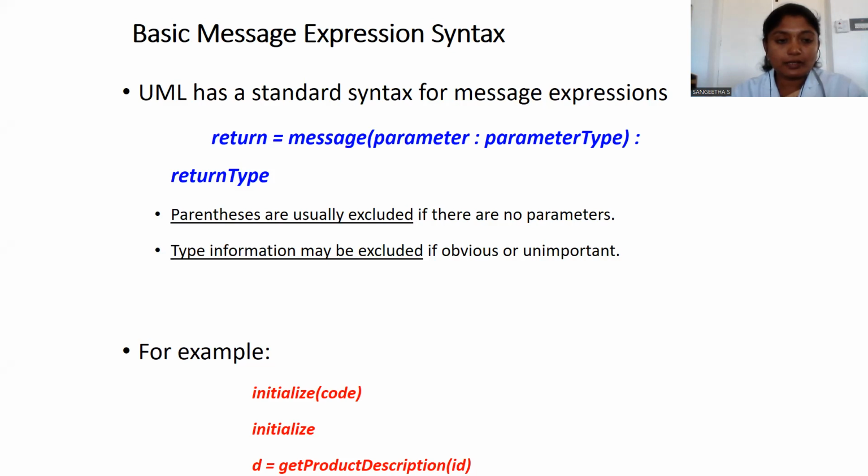We will see some examples of message expressions. Just simply, we can mention the messages without parameters. That is one kind of representation. Another type of representation is mentioning the message along with the parameter. The next one is the return value equal to the message expression, and within the parentheses we mention some parameters. These are some examples of message expressions.